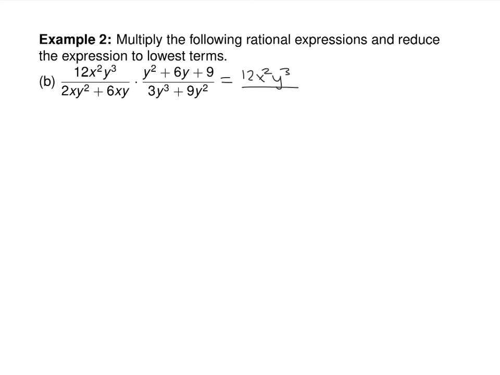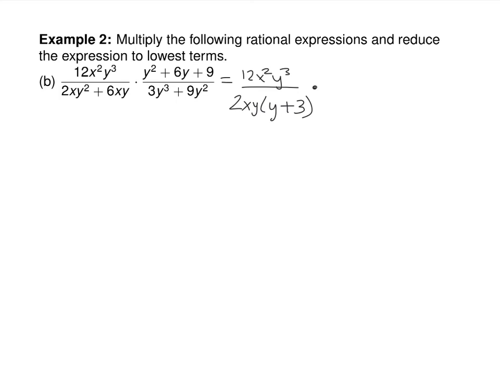Does its denominator have a greatest common factor? Yes. What is it? 2xy, great. And then we're left with y plus 3. Just y plus 3, right? I always check by redistributing to see that I got it all. Does that make sense? Okay, times.